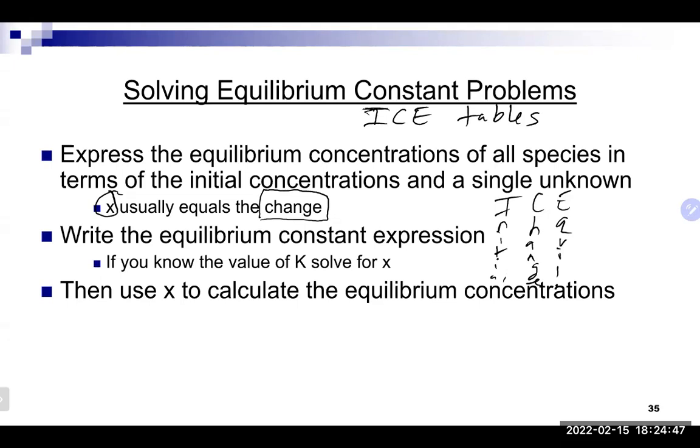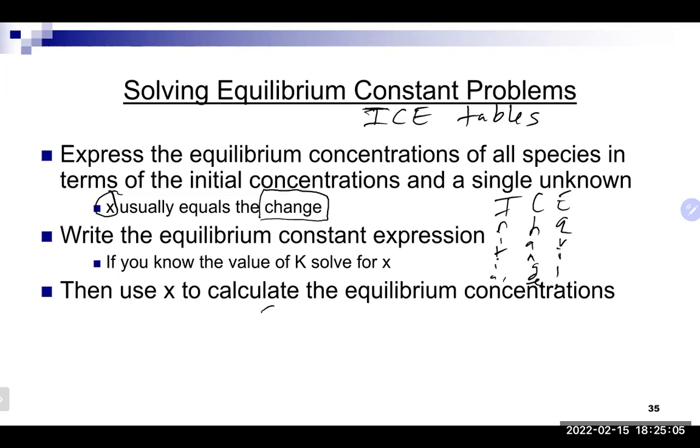You maybe did it when you did limiting reagent type problems. It's kind of the same deal, very similar to that. But we use these tables basically to help us calculate equilibrium concentrations where all we're given is basically initial concentrations. So how does this work?